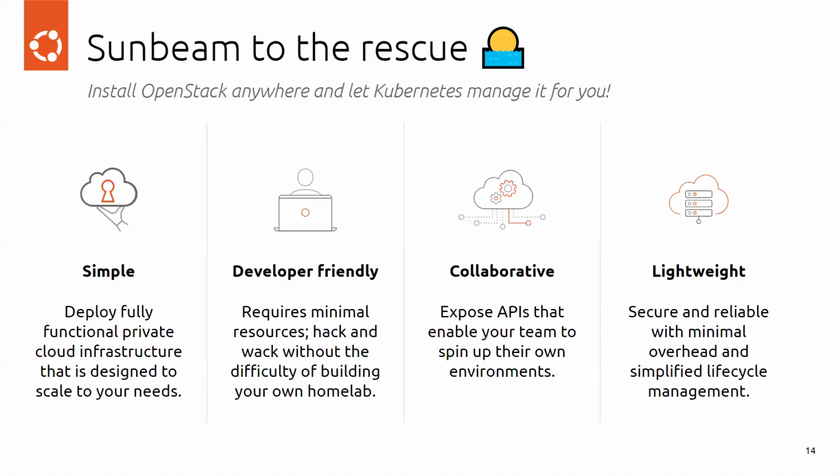So how does Sunbeam come to my rescue here, as someone who doesn't read his emails maybe when he should? Effectively, Sunbeam is an OpenStack distribution that you can deploy and let Kubernetes manage a lot of the core services for you. If you're wondering what the benefits of Sunbeam are compared to other solutions that attempt the same thing: first, Sunbeam aims to be simple. You can deploy a fully functional OpenStack cloud that scales to your needs, but without the complexity. It's also developer friendly.